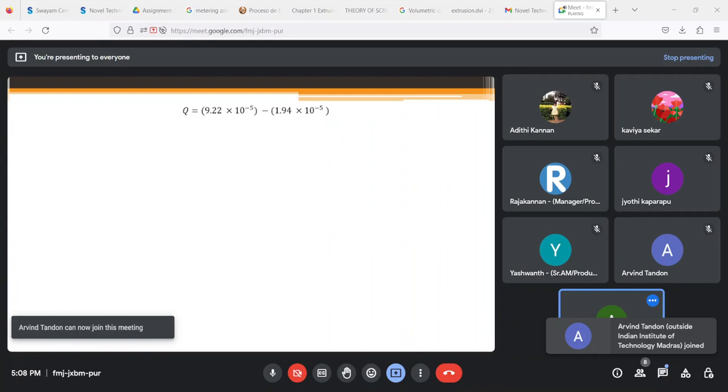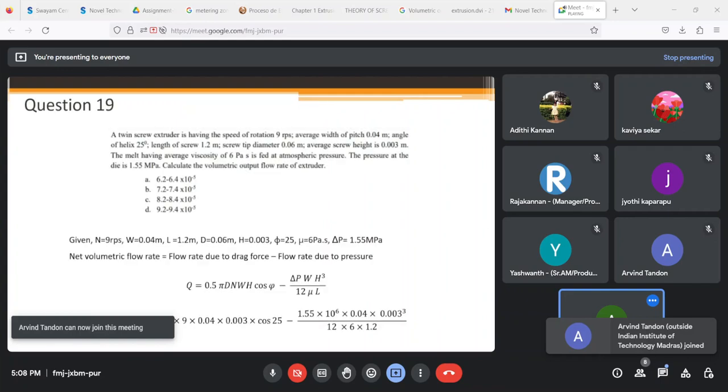So hope this is clear. If angle of helix is not mentioned and there is no way of finding it out, you can directly go forward with flow rate due to pressure only. But if the angle of helix is given, you need to consider the flow rate due to drag force as well. And since wall velocity is not given here, we are not including wall velocity in this particular formula as well. So based on what is given, you need to figure out what are the forces that are involved and accordingly calculate the net volumetric flow rate inside the extruder.